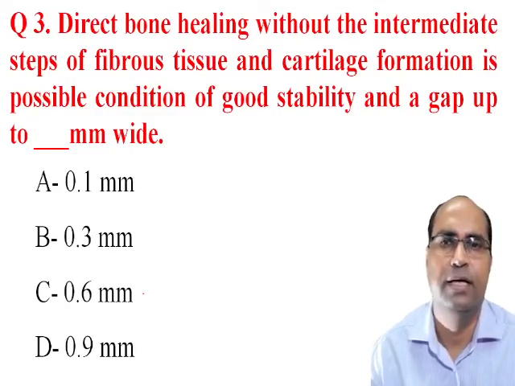Question number 3. Direct bone healing without the intermediate steps of fibrous tissue and cartilage formation is possible under the condition of good stability and a gap up to how many millimeters wide? Option A. 0.1 mm. Option B. 0.3 mm. Option C. 0.6 mm. Option D. 0.9 mm.